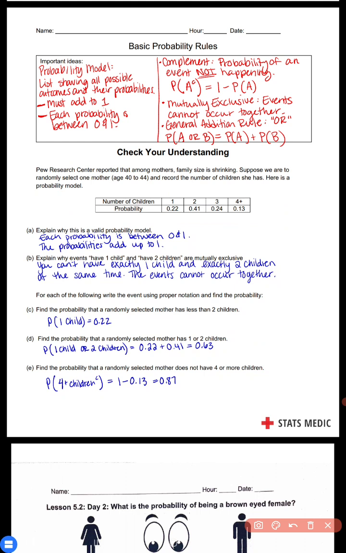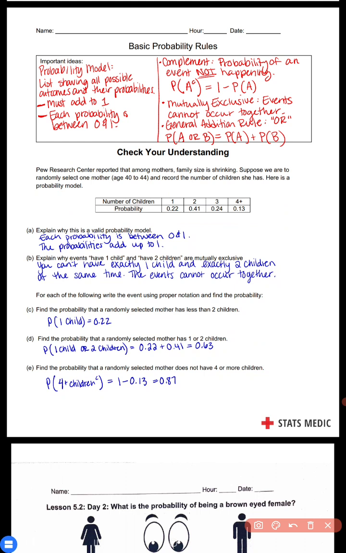Okay? So part B, explain why events have 1 child and have 2 children are mutually exclusive. Well, what does mutually exclusive mean? Mutually exclusive means that 2 things cannot be true at the same time. Okay? So you can't have exactly 1 child and exactly 2 children at the same time. It's either one or the other. That's why they are mutually exclusive. They can't occur together. Okay?